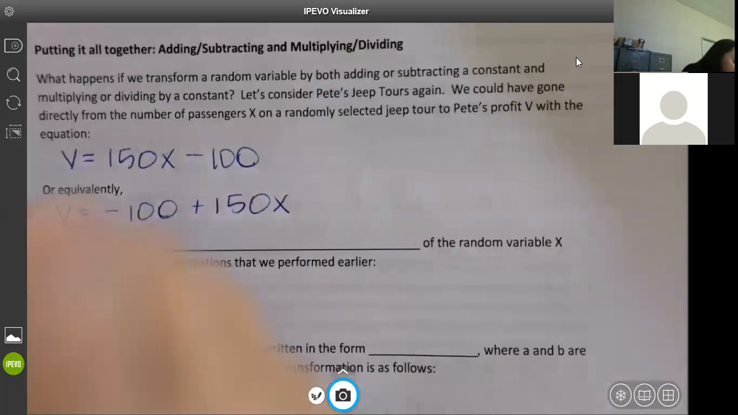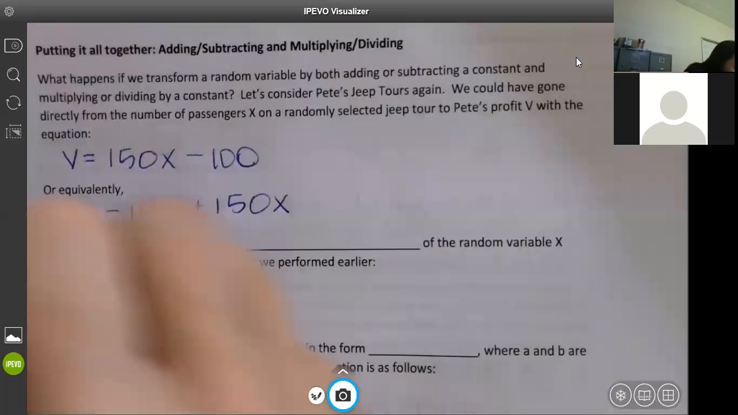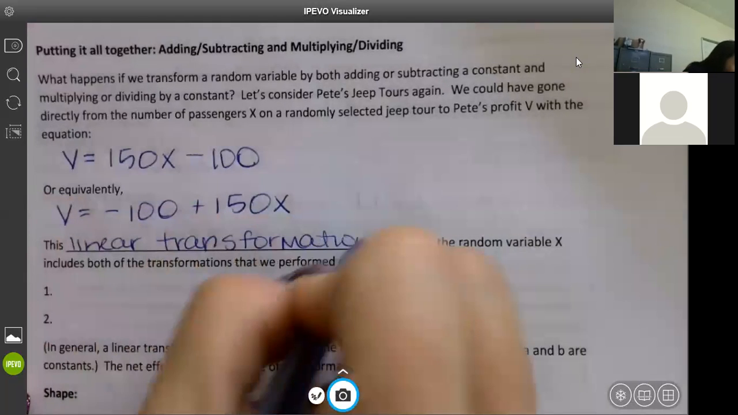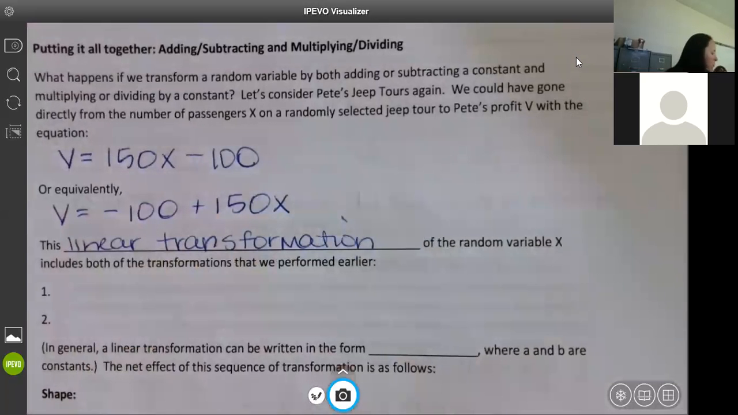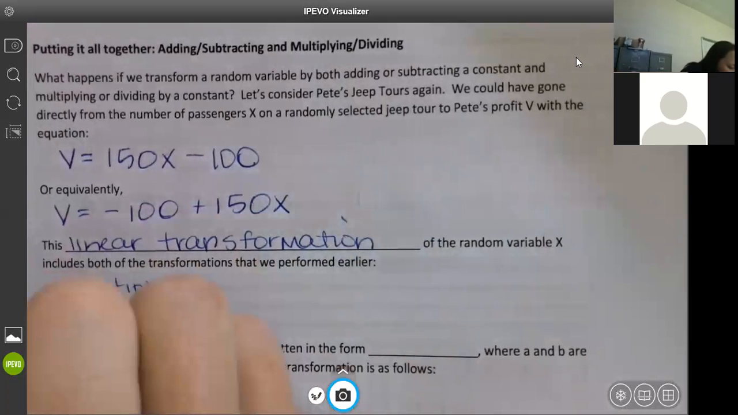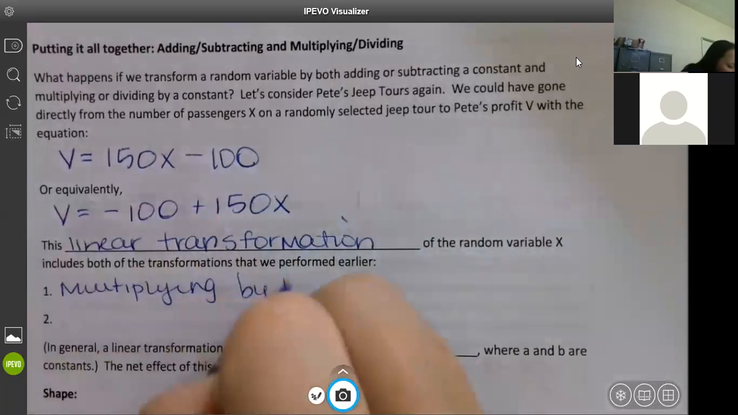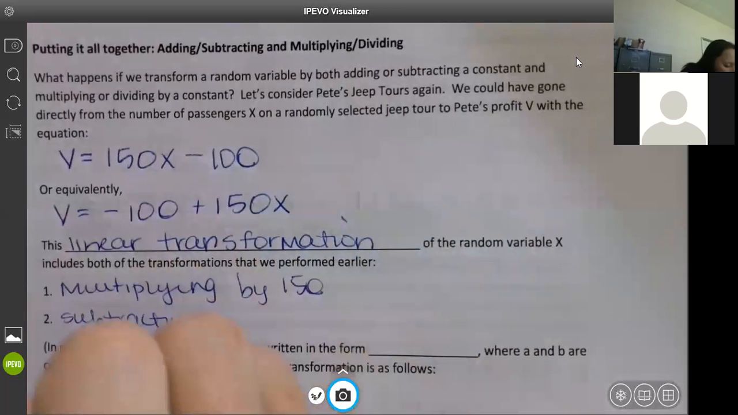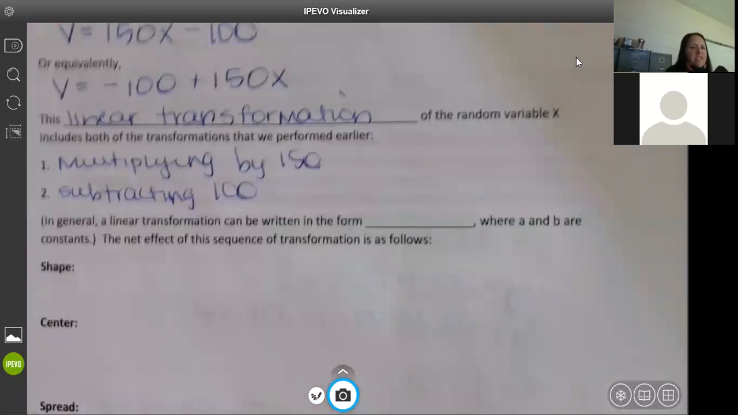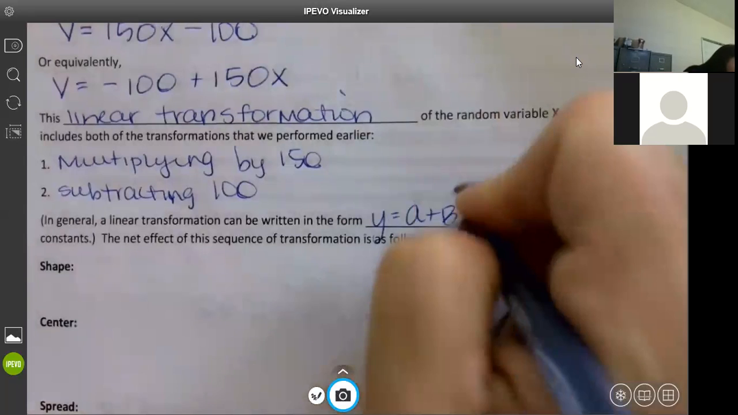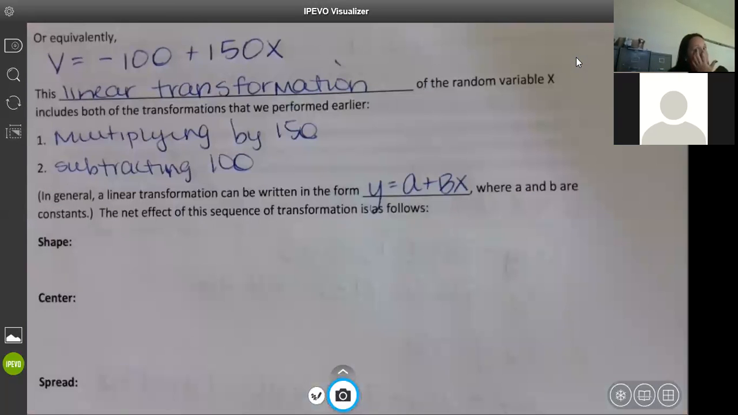Okay. So this linear transformation of the random variable X includes both the transformations that we performed earlier, which was multiplying by 150 and subtracting 100. In general, a linear transformation can be written in the form, this is what I was just telling you, stats usually uses this form: Y equals A plus BX, where A and B are constants. The net effect of this sequence of transformation is as follows.